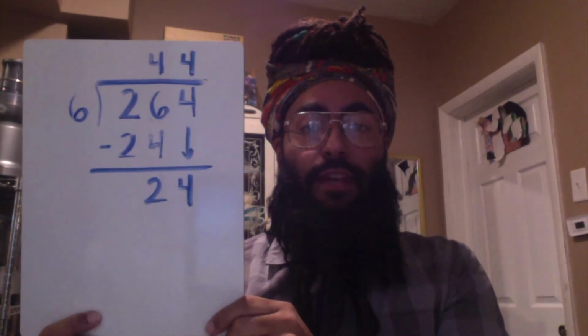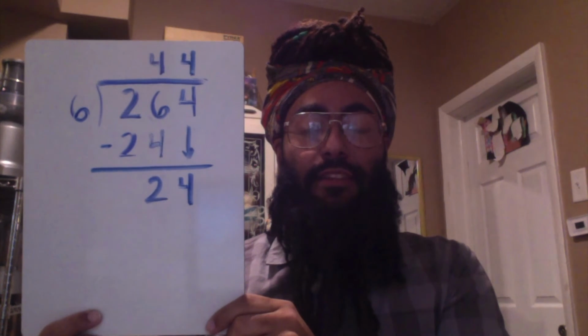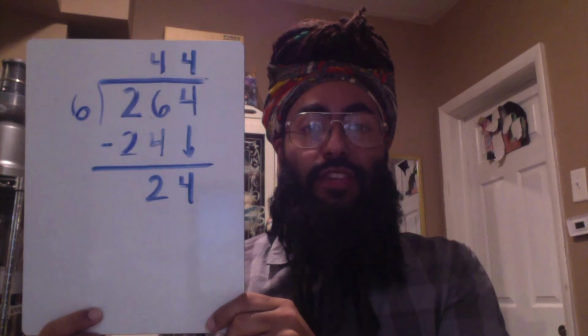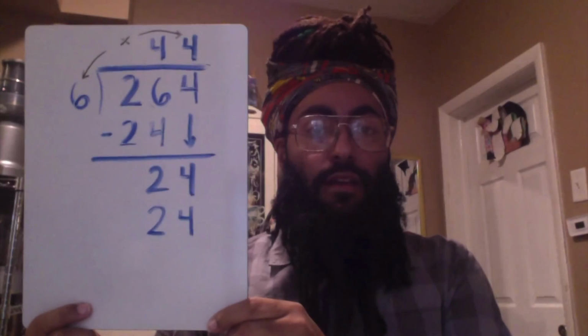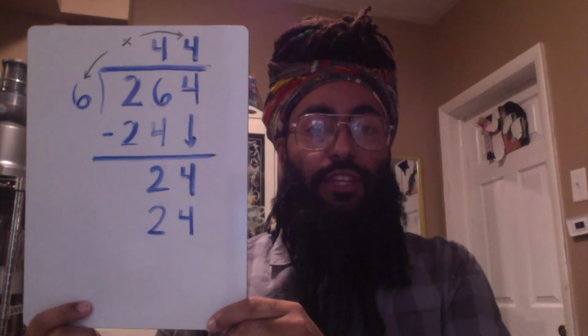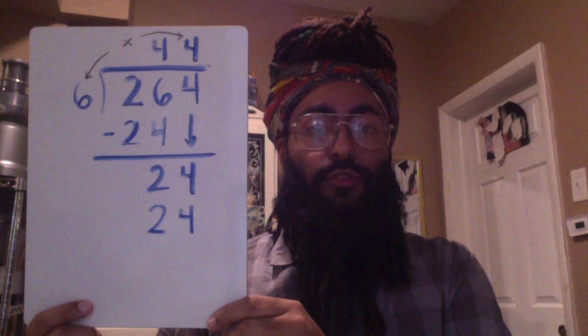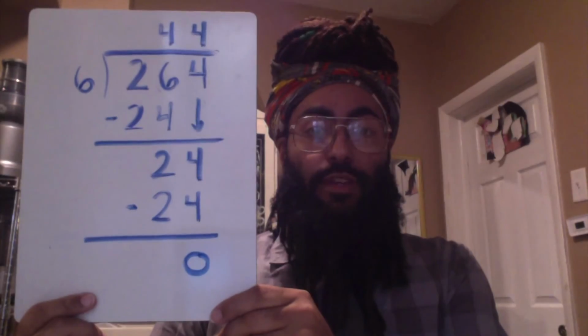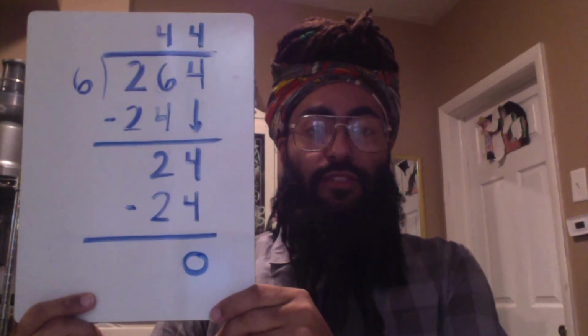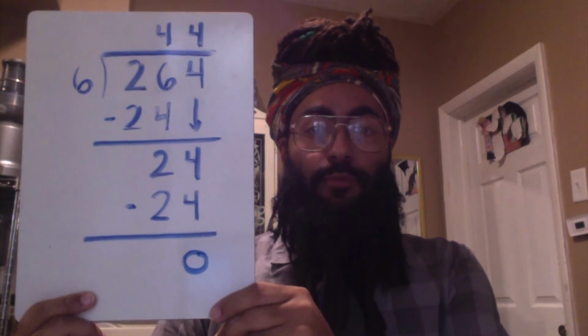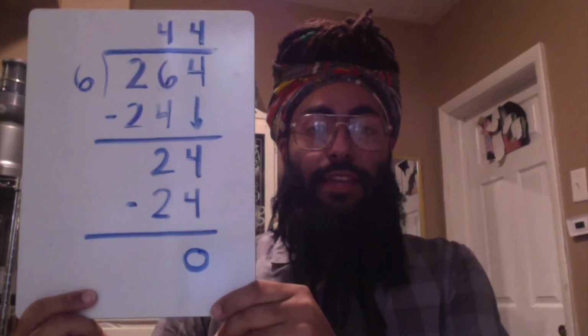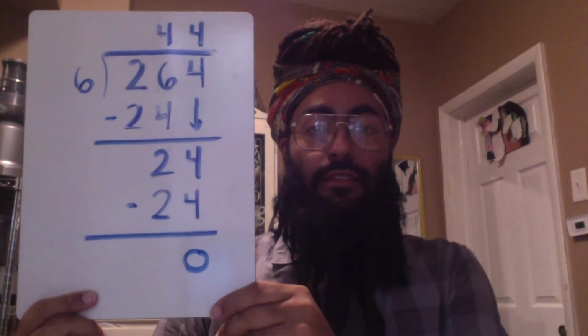Since we're repeating our steps, we've already divided. The next step is to multiply. So I do 6 times 4. I multiply 6 times 4, which equals 24. The next step is to subtract. 24 take away 24 equals 0. And my next step would be to bring down, but I have nothing to bring down. So the answer to the problem 264 divided by 6 is 44.